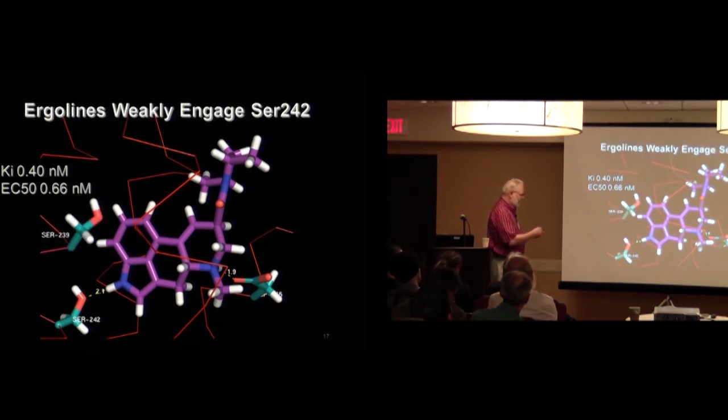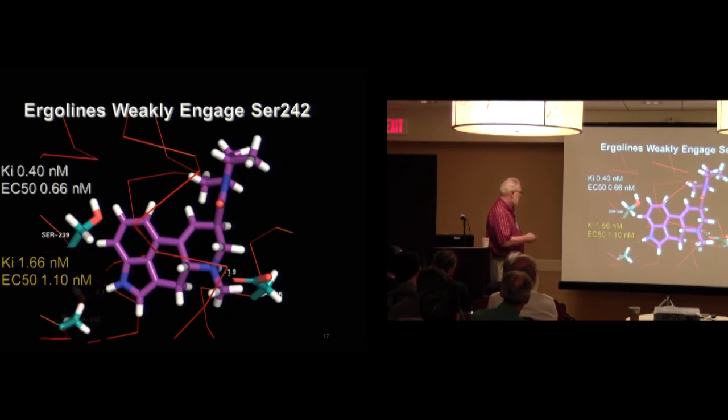Now, if we look at the effect of serine 242, again, we start with a wild type, 0.4 nanomolar affinity and 0.7 nanomolar EC50. Now we mutate that one. We see about a fourfold loss in affinity, a twofold loss in potency. Again, this is much less dramatic than with serotonin. So we can understand why serine 239 is not important for binding of LSD. And this interaction here is not that important.